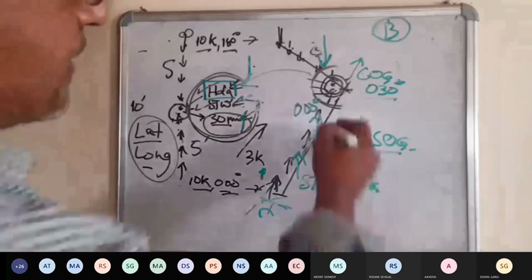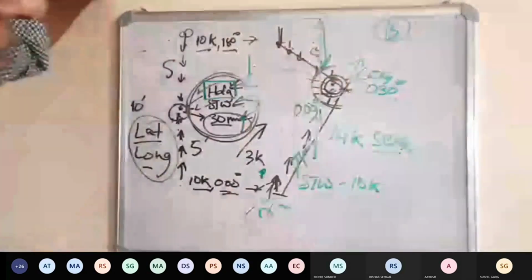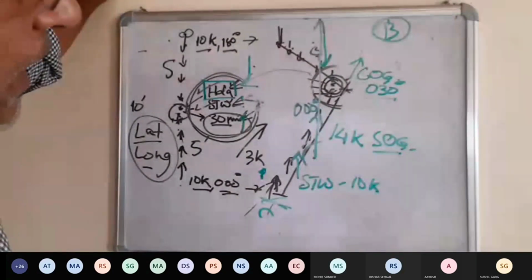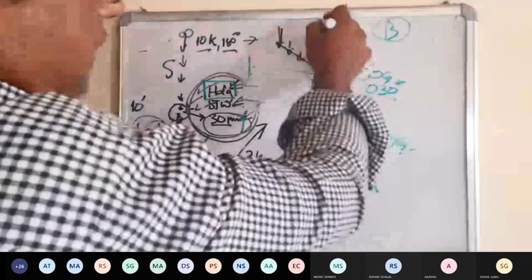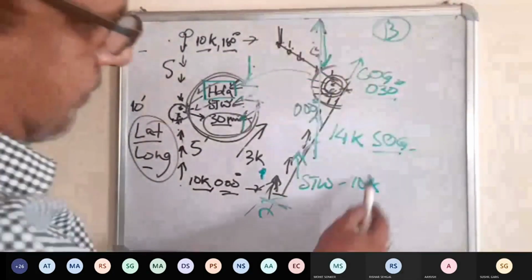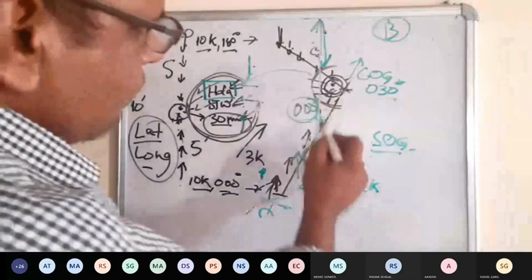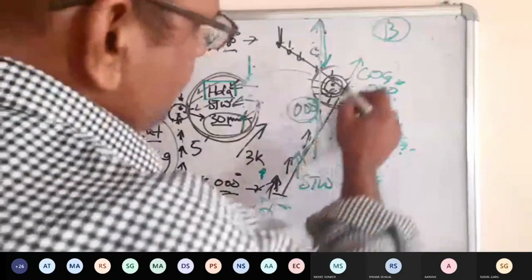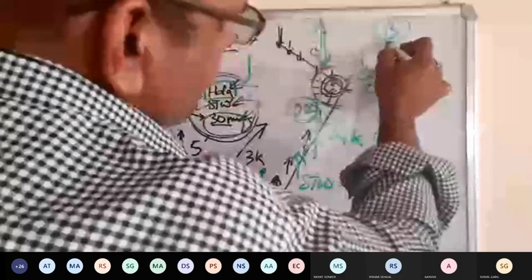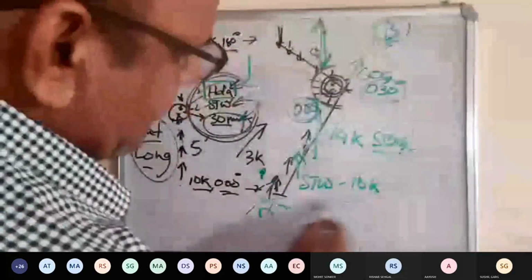What are you going to observe? From STW, you were going this way; from heading, you were going this way. Your movement was this. 000 degrees. Are you going to watch 000, or your 030, because you are going to collide? You are getting pushed by the current.